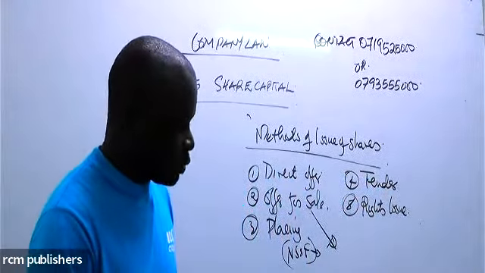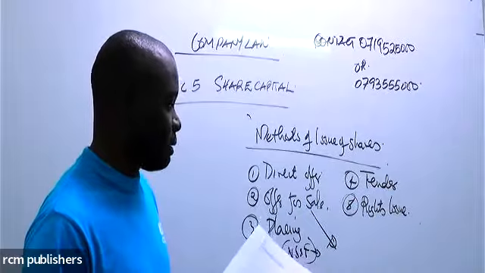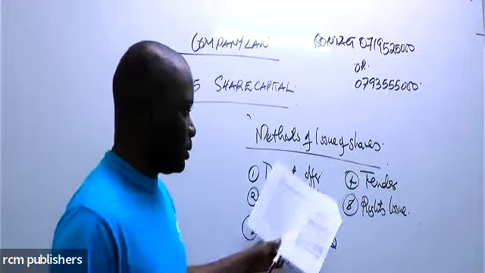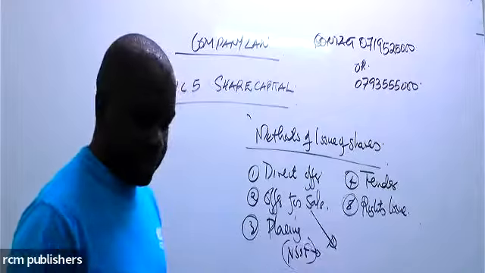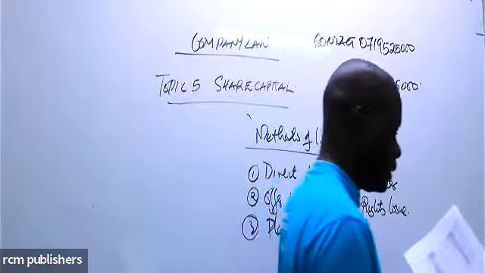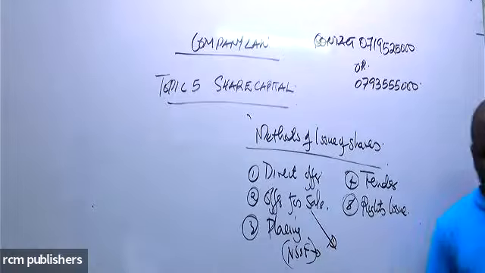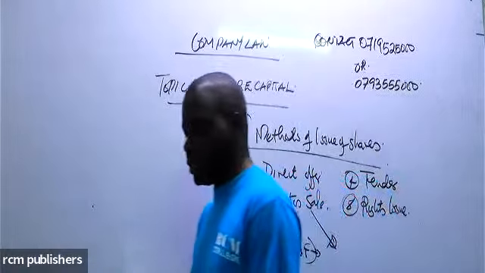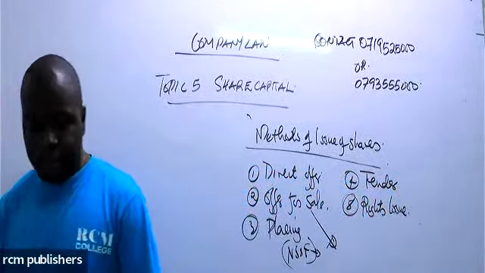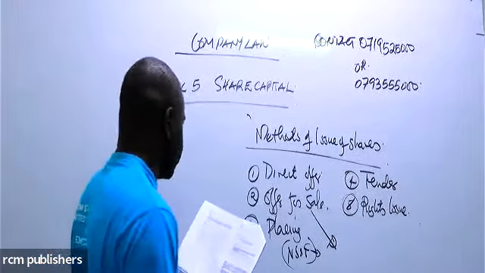So those are the methods. Don't forget about them, because these can be tested. When you see the notes where I've highlighted, that is very key. The method of issue of shares tests. They put there 8 marks. They ask you to explain 4 methods of issue of shares.